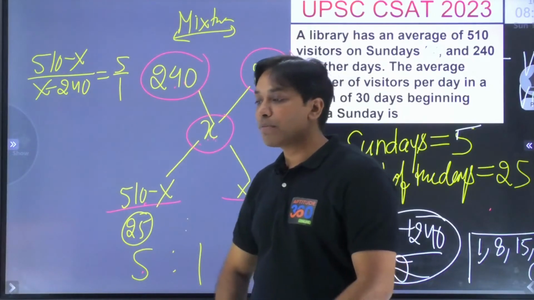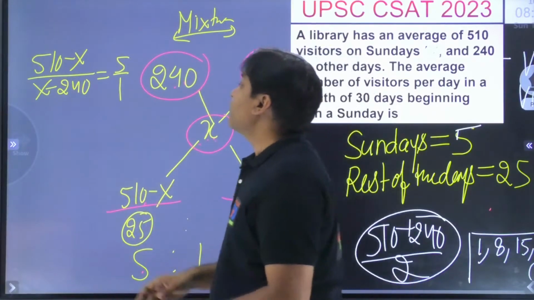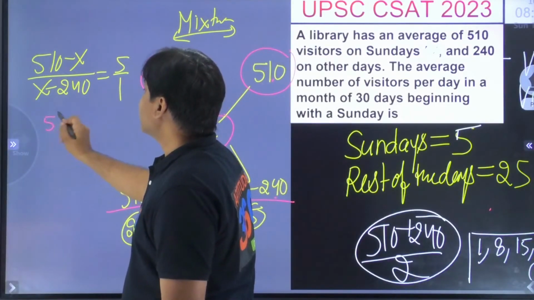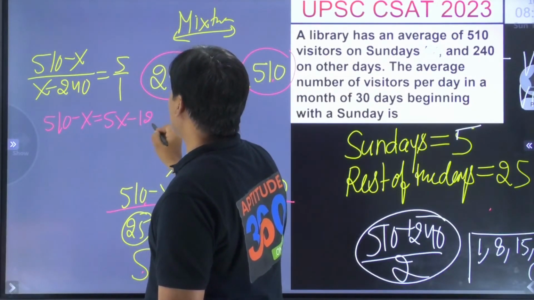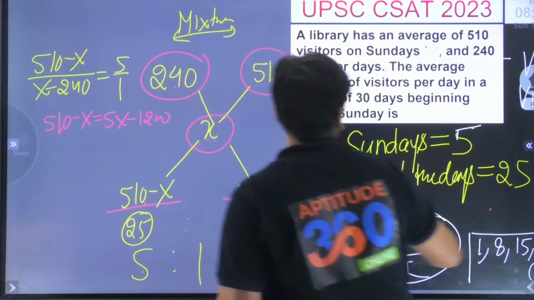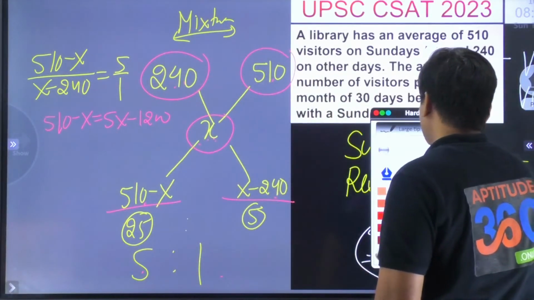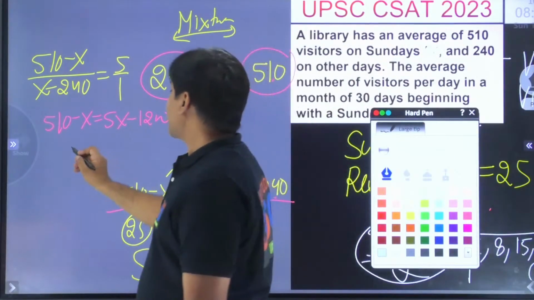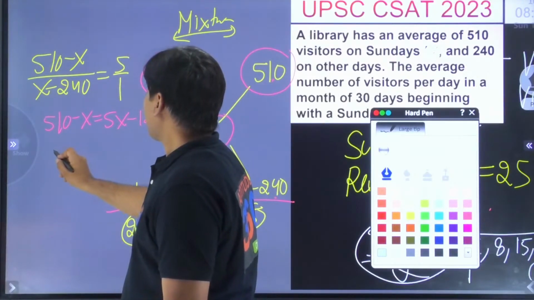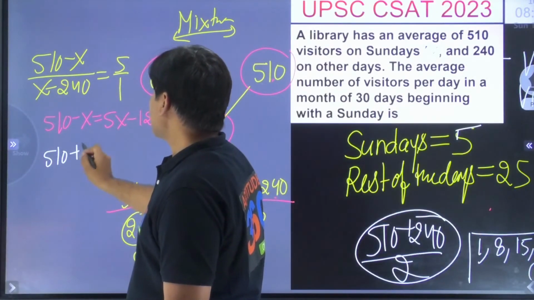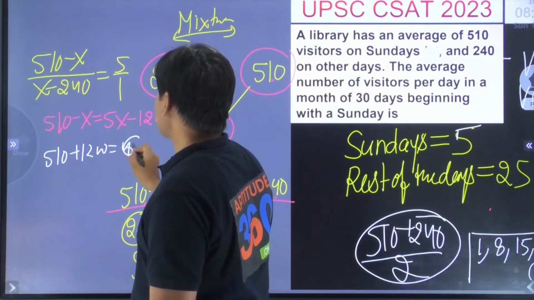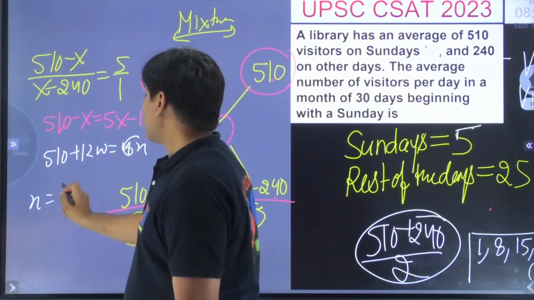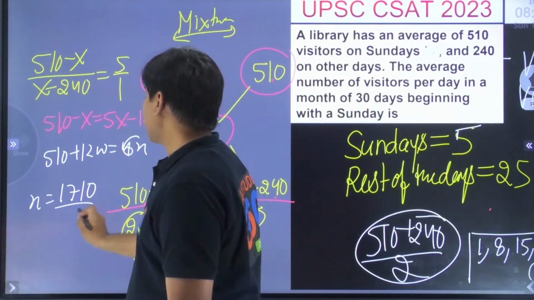क्या ये बात हमारे को समझ में आई? Let me know in the comment section if you're understanding this. So 510 negative x is equal to 5x minus 1200. ये कलर हटा देते पहले. So that one is coming out as what? 510 plus 1200 is equal to 6x. So x is equal to 1710 divided by 6.